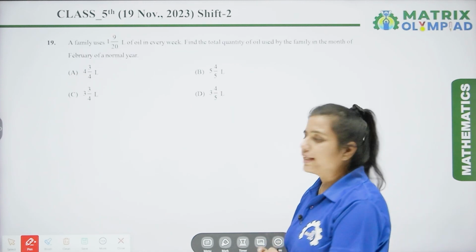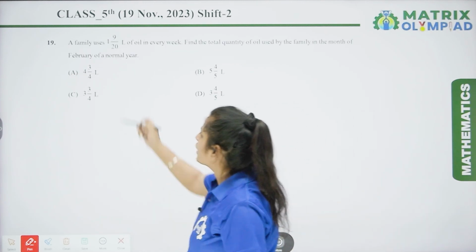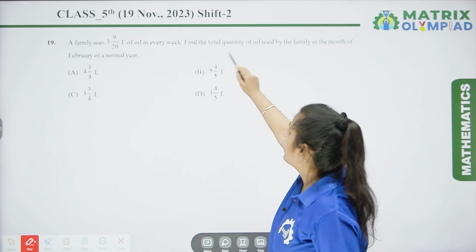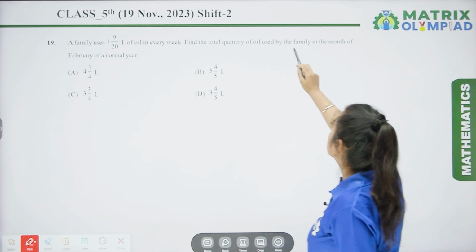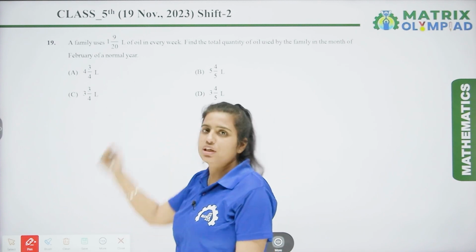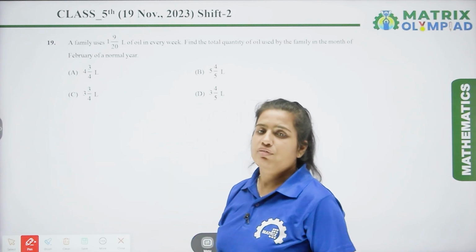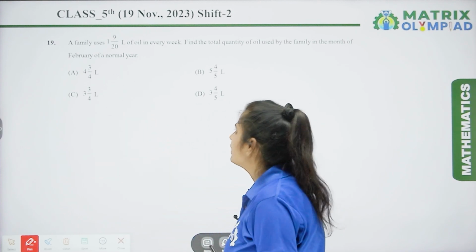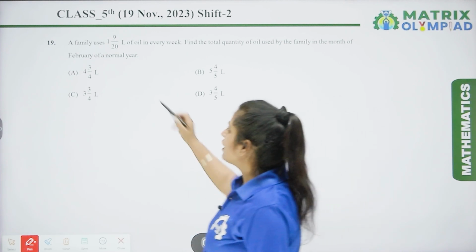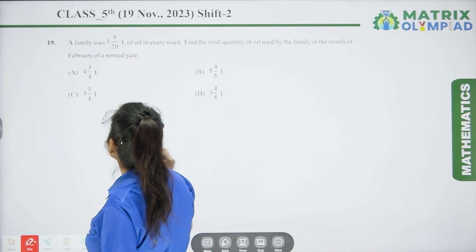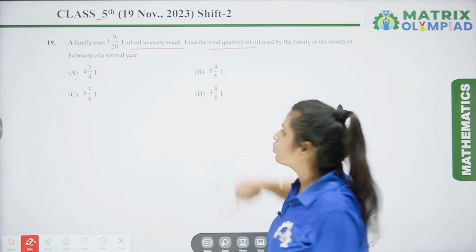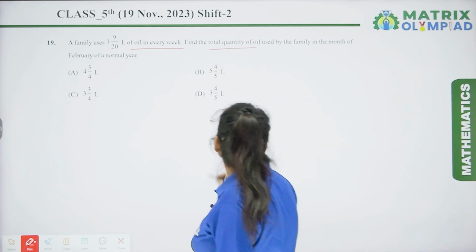Now question number 19. In this question, a family uses 9/20 liter of oil every week. Find the total quantity of oil used by the family in the month of February of a normal year. So February is of a normal year. It means that it has 4 weeks. So here a family uses 9/20 liter of oil every week. So we have to find out the total quantity that they use.